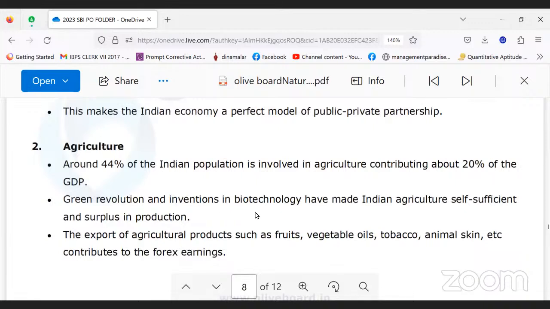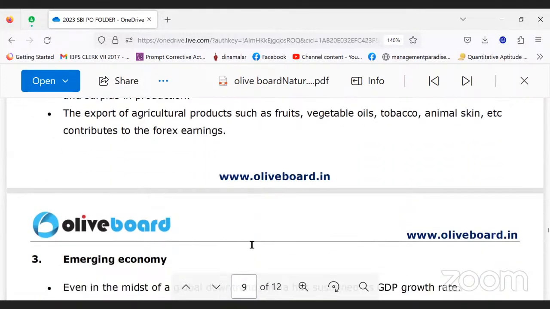Green revolution and inventions in biotechnology have made Indian agriculture self-sufficient and surplus in production. The export of agricultural products such as fruits, vegetables, oils, tobacco, animal skin, etc. contributes to the forex earnings.